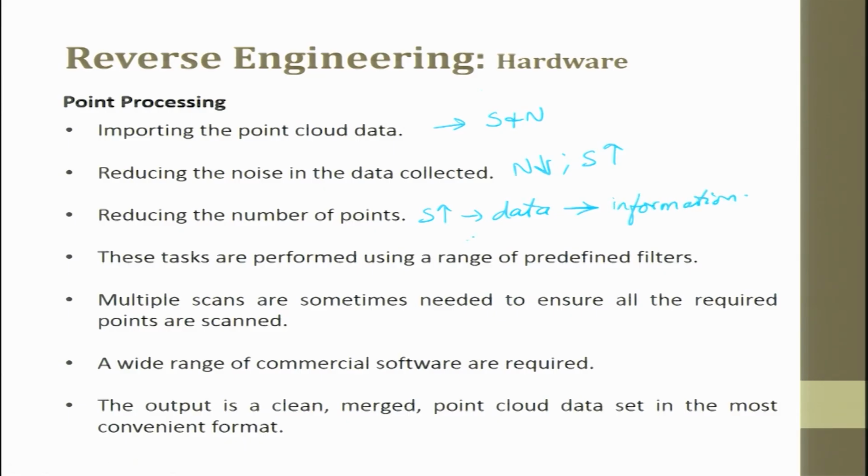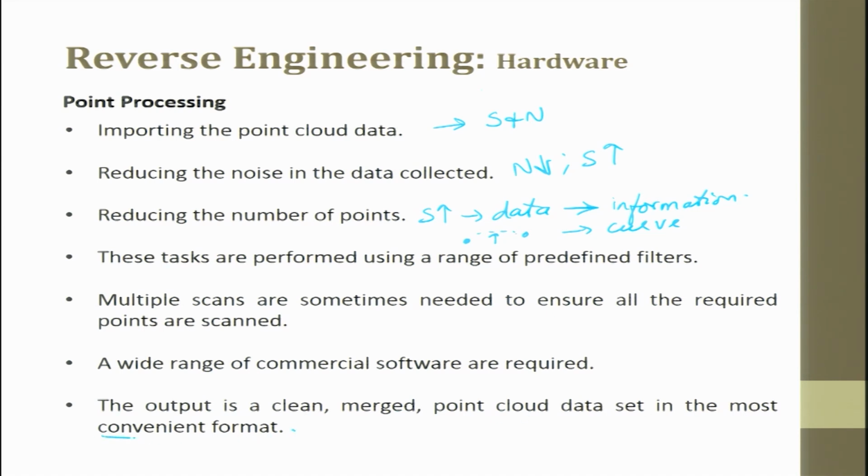So, for example, I have data like this. Now, all these data are converted into a curve. To define a curve, I give a start point, an end point and some radius. So, with 3 pieces of information, I am able to reduce the number of point data and then store it. These tasks are performed using a range of predefined filters. Multiple scans are sometimes needed to ensure all the required points are scanned. A wide range of commercial software is available for this job. The output is a clean, merged point cloud data set in the most convenient format.